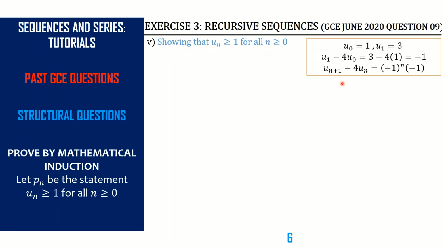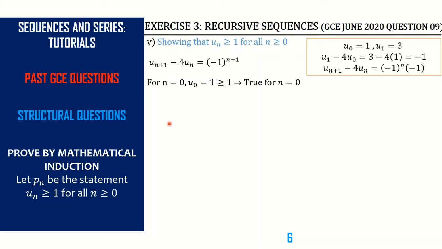Okay, so useful information. Our u0 is 1, u1 is 3, and u1 minus 4u0 is negative 1 after simplification. So it means u of n plus 1 minus 4u of n is negative 1 raised to the power n times negative 1, because this negative 1 here was u1 minus 4u0. If we multiply these two, since they have the same base of negative 1, we can just add the powers. So u of n plus 1 minus 4u of n is negative 1 raised to the power n plus 1. Alright, so we need to prove this statement, that u of n is greater than or equal to 1, by induction. So this is our statement.